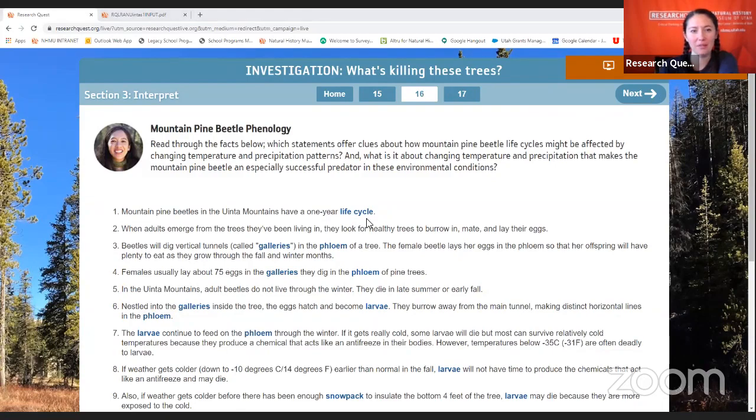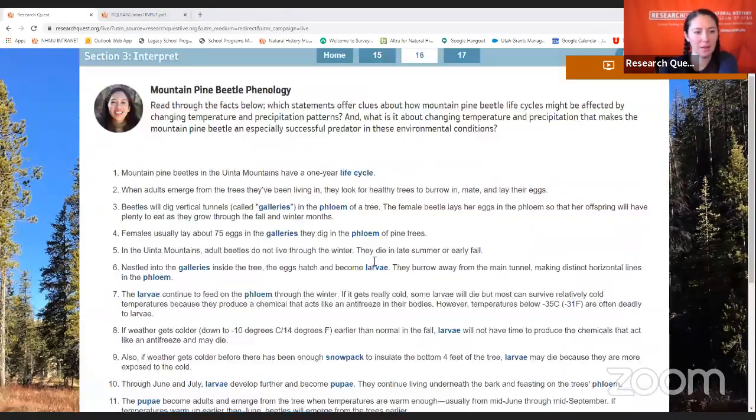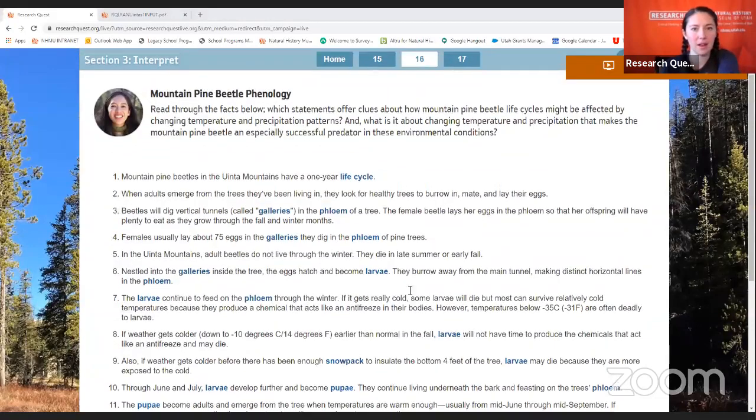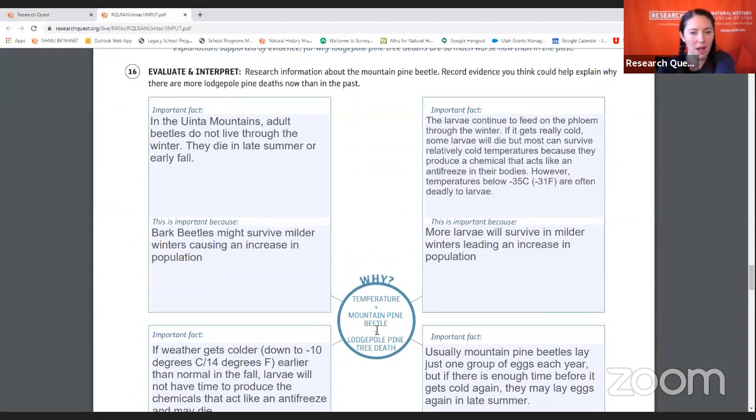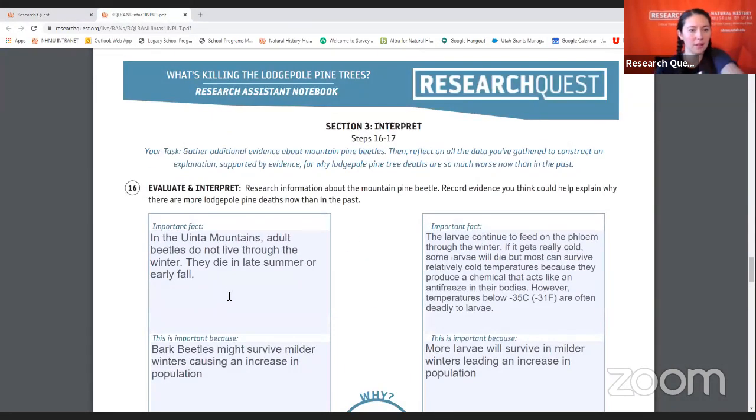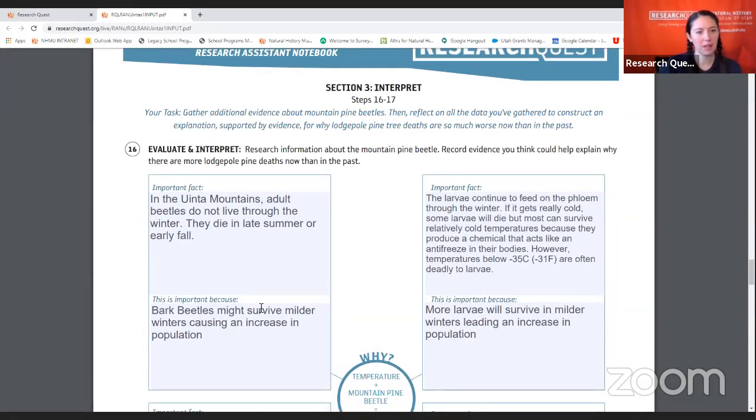As I was filling this out, I selected a number of facts that I thought were the most relevant when thinking about changes in the Uinta Mountains. One fact was that in the Uinta Mountains, adult beetles do not live through the winter. They die in late summer or early fall. Based on that, I thought that if the winters are more mild, that could explain an increase in population, because some of the adults might be able to survive the winter.